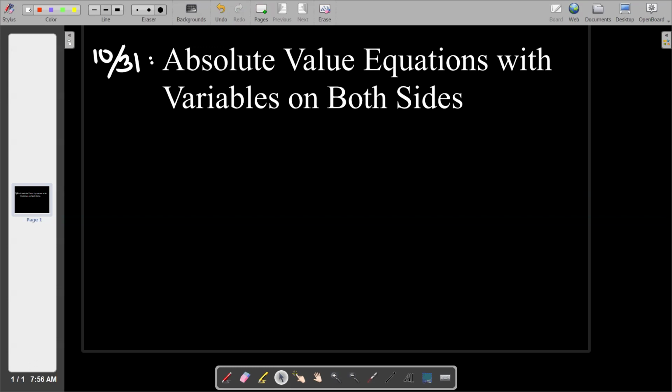So obviously, from the title, what's different today is that now there's variables on both the left and the right hand side. So here we go. Let's say we had the absolute value of 4x minus 4. Remember to make those absolute value bars noticeably taller than your numbers so that they don't look like ones.